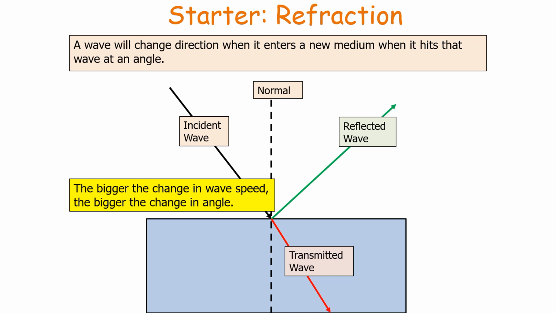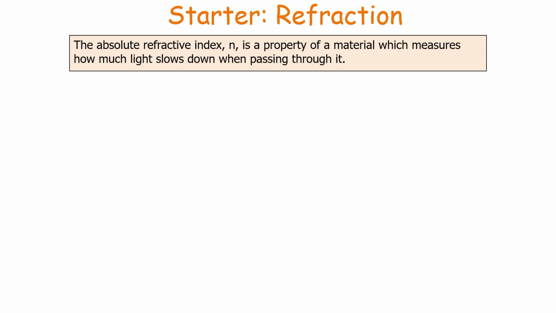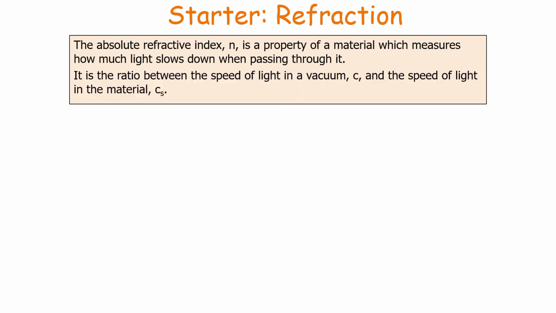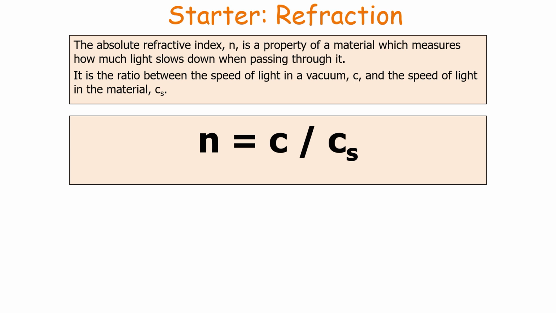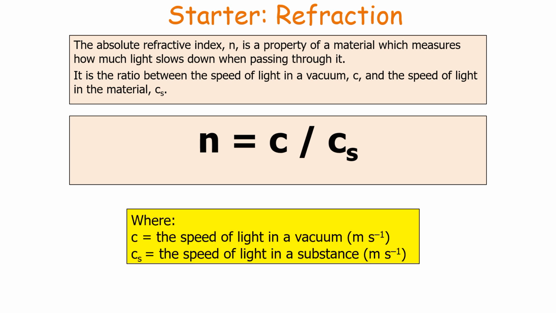Now this leads to a new property, something that we call the absolute refractive index, which is given the symbol n, and that's a property of a material which measures how much light slows down or speeds up when passing through it. Now it is the ratio between the speed of light in a vacuum, c, and the speed of light in the material, cs. So we can say that the absolute refractive index is equal to c over cs, where c is the speed of light in a vacuum, which is 3 times 10 to the 8 meters per second, and cs is the speed of light in that particular substance.